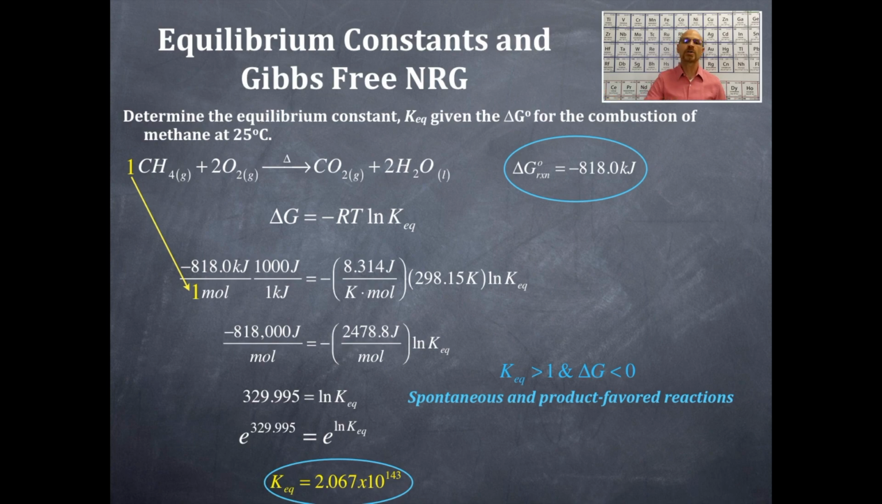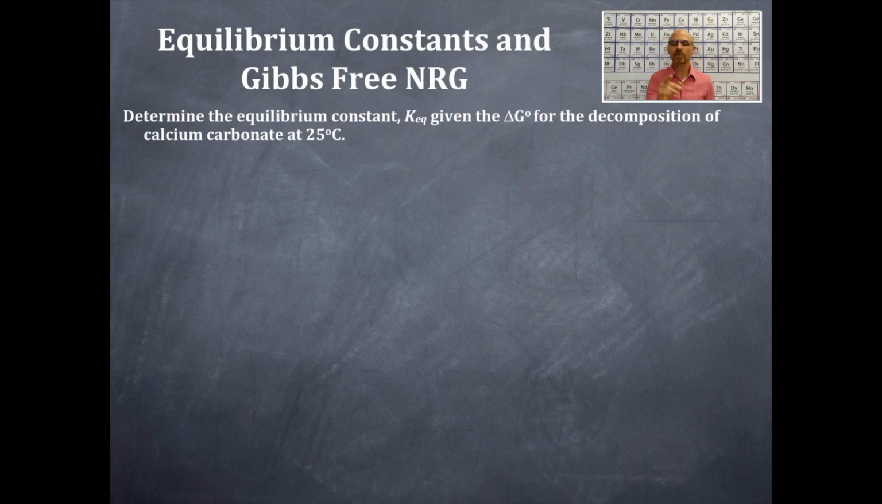Awesome. Let me show you another example on the flip side. Here we go. So we're going to determine the equilibrium constant, that's the KEQ, given the delta G for the decomposition of calcium carbonate. So what I want you to do also is get the formula for calcium carbonate.